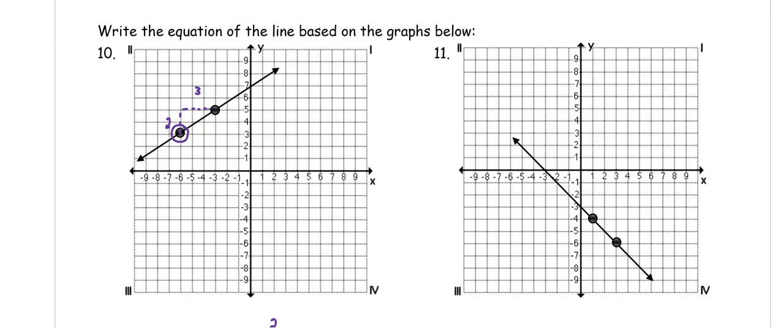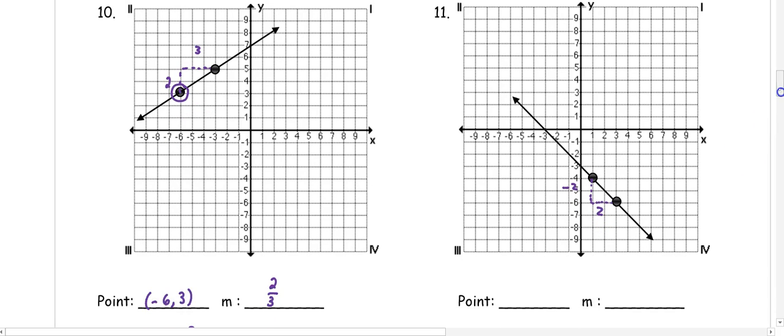Number 11, this line has a negative slope because it's decreasing from left to right. So I'm going to see how much do I go down, which is negative 2, and then over 2. So my slope is negative 2 over 2, which is reduced to negative 1. Again, I'm going to pick a point. It doesn't matter which one I pick, so this time we're going to pick the one on the right, and that point is (3, negative 6).